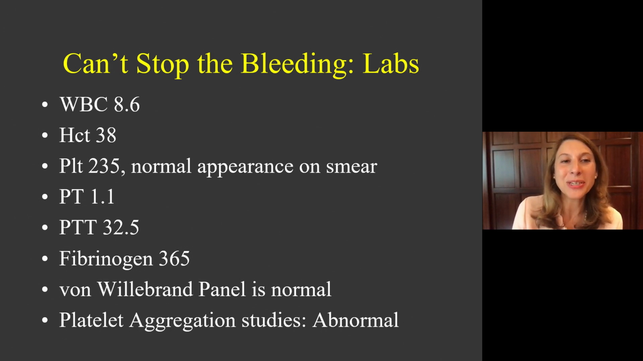All right, so we start off with getting some labs on this patient who is bleeding in the ER. She has a white count of 8.6, hematocrit of 38, a platelet count of 235. The appearance of the platelets, you're told on the smear, is normal. PT of 1.1, PTT 32, fibrinogen's normal. You get a von Willebrand panel, that's also normal. So you decide to order some platelet aggregation studies, and you're told that they're abnormal.